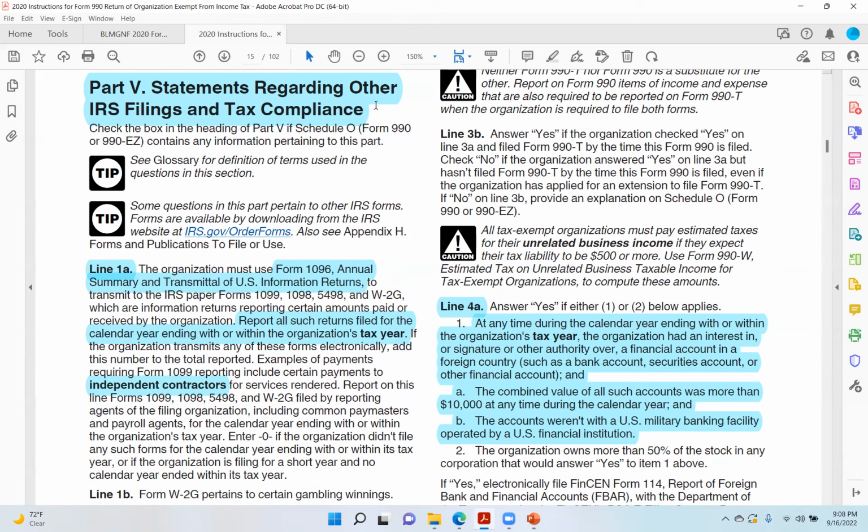So let's go back now since we looked at line 1a, and everything that I've highlighted in blue in terms of the lines are red flags. So this is red flag number 1.